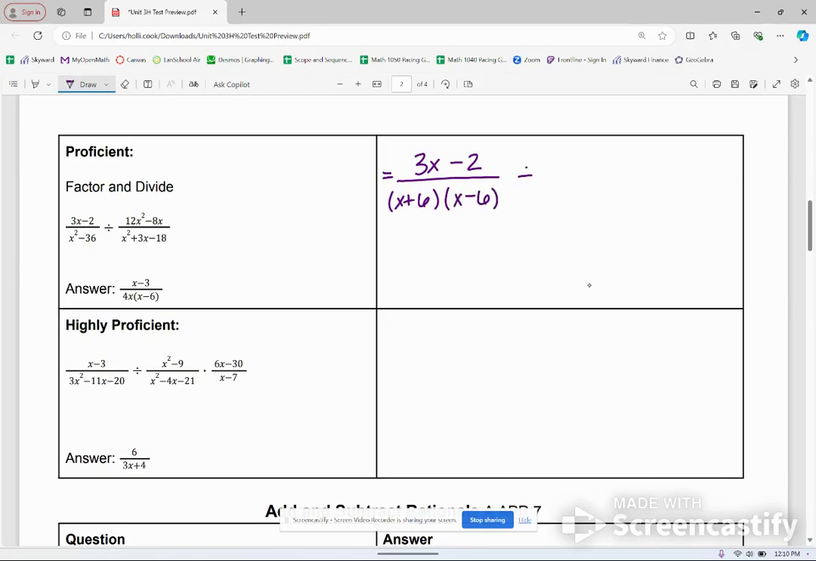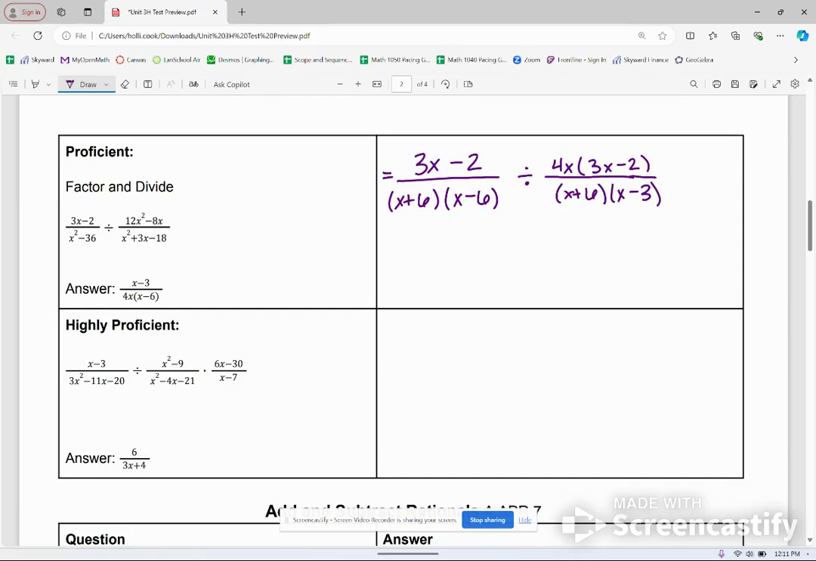Okay, and then we have divided by, on the top, 12x squared minus 8x. That one we need to check for a GCF first. We pull that GCF out, it would be 4x. What's left would be 3x minus 2. Okay, that one's factored all the way out now. And then the bottom, x squared plus 3x minus 18. That's going to be x plus 6 and x minus 3.